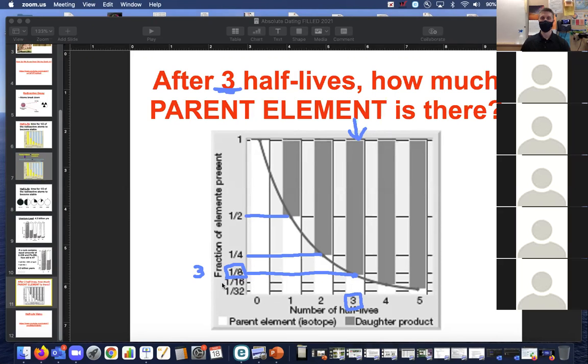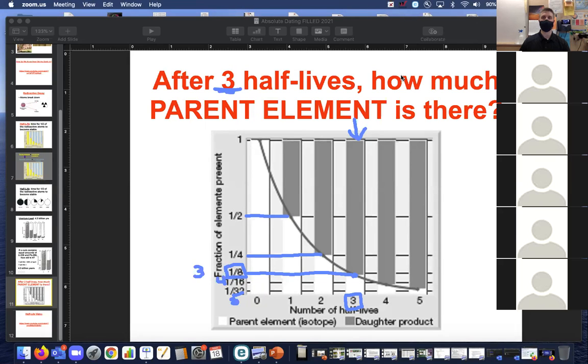At 4, we're at 1/16. And 5, we're at 1/32, way out here. So each time the amount of radioactive stuff gets cut in half. So we're at 1, then we're at 1/2, 1/4, 1/8, 1/16, 1/32. Then we go on out to 1/64, then 1/128th, and then 1/256. Then it just gets smaller and smaller and smaller.